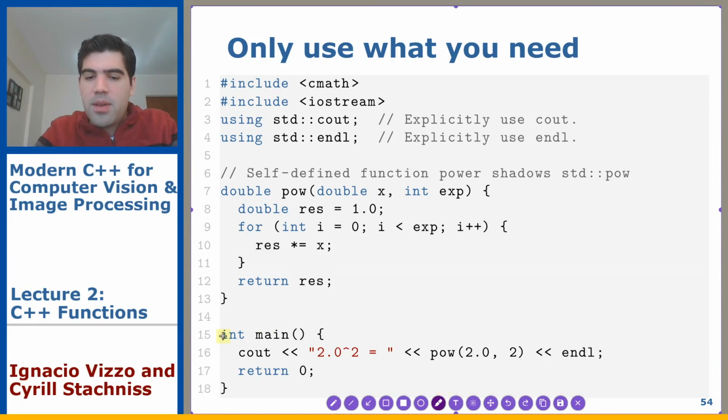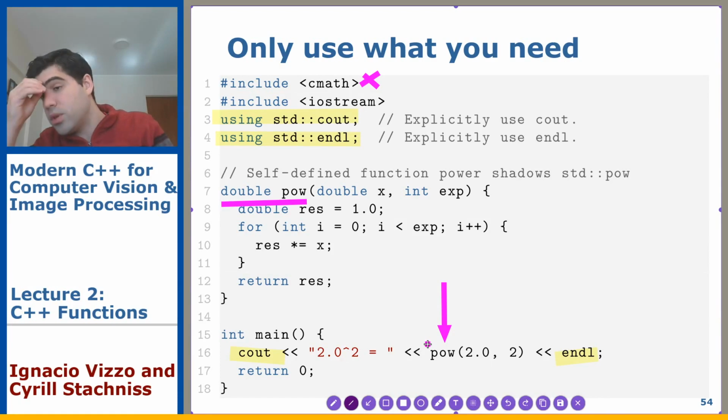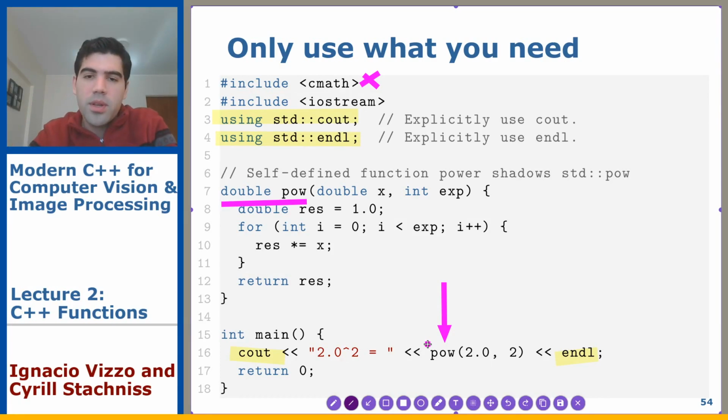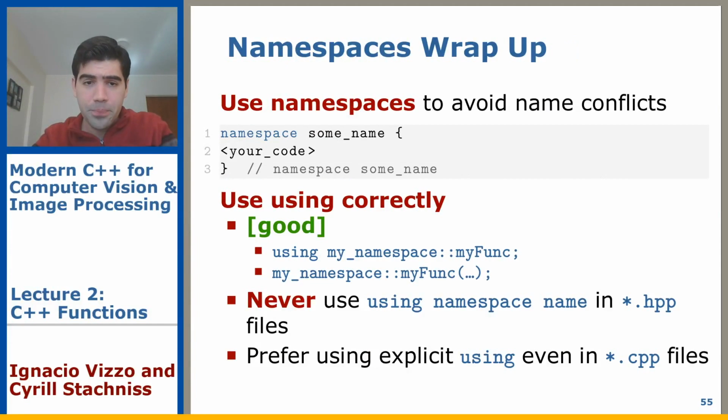Let's say I want to use cout and endl without the std prefix. Just do using std::cout and using std::endl. If you run it, it will not crash, because this pow is the one that we define here, and it's not the one defined in the cmath library, because it's not std::pow. So if you run this, it will work and it's actually correct.